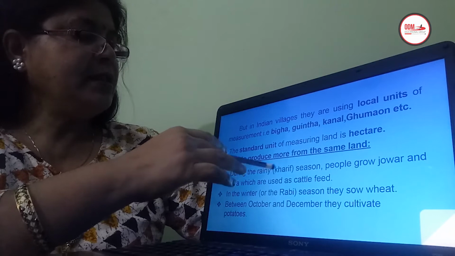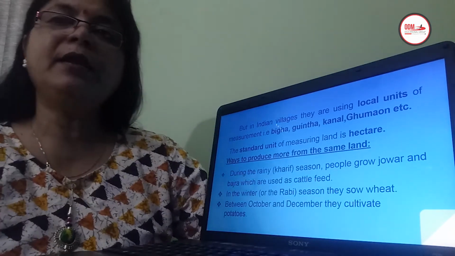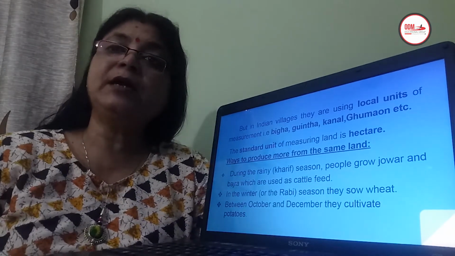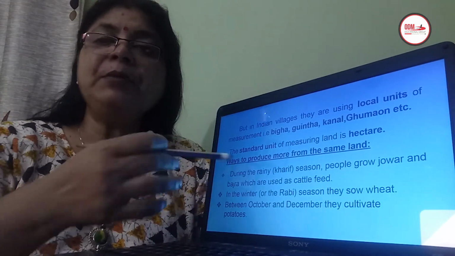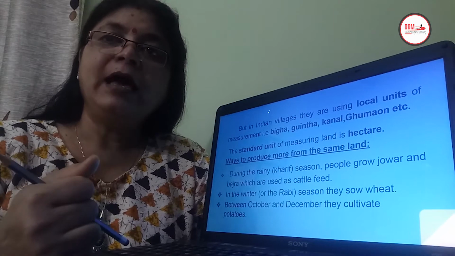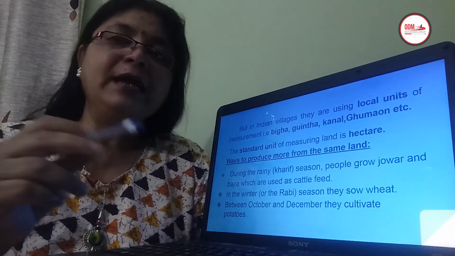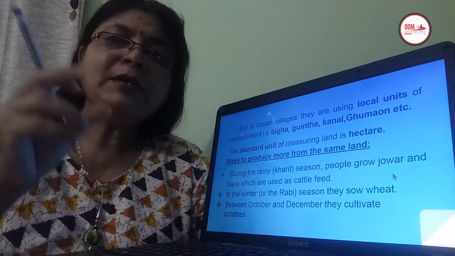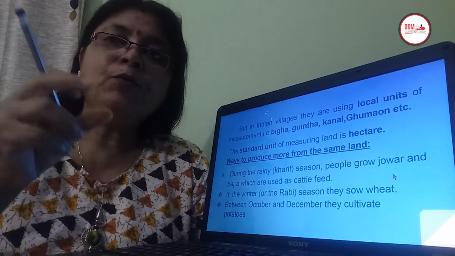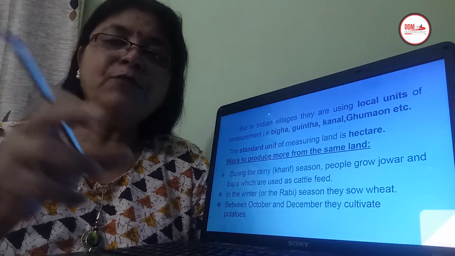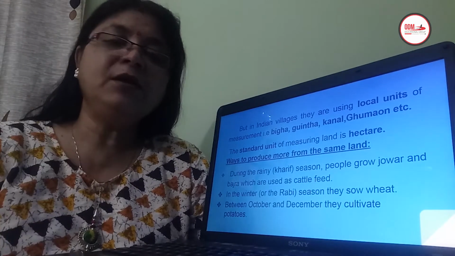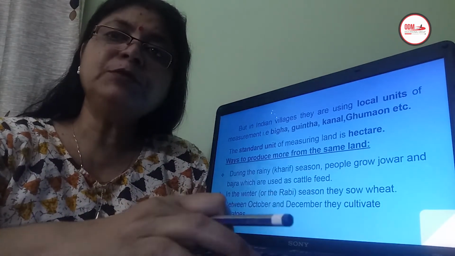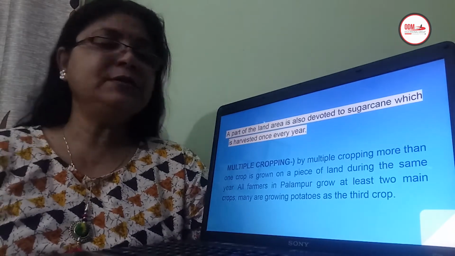Mainly during the rainy or kharif season, people grow jowar and bajra. Basically, they are using them for cattle fodder. Whereas in the rabi crop, they are producing wheat. And besides that, potatoes and sugar cane. So in such a way, within 1 year, they are growing different varieties of crops from the same piece of land. How is it possible? By adopting different cultivation methods.